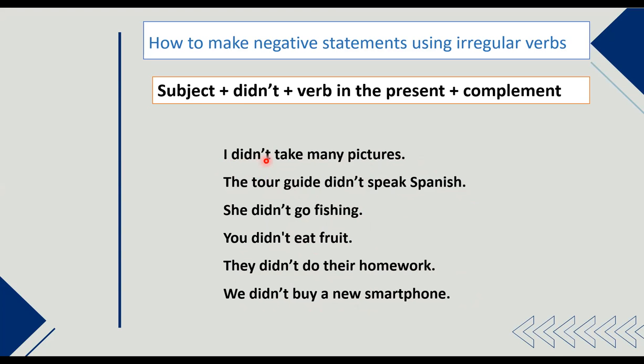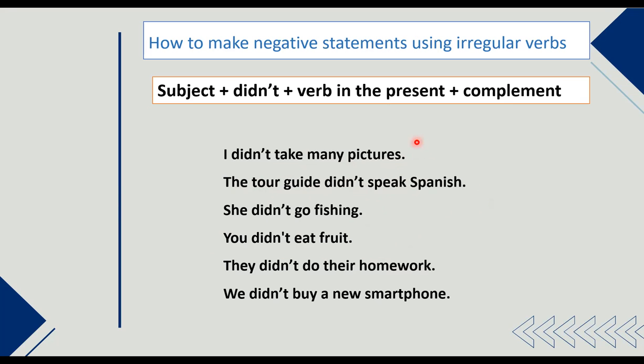Subject, didn't, the verb in simple present, and many pictures. I'm sorry, the verb in present, and the complement, many pictures. The tour guide is the subject, didn't, did plus not, speak, the verb in present, and Spanish, the complement. So what is the subject in the next? You didn't eat fruit. You?